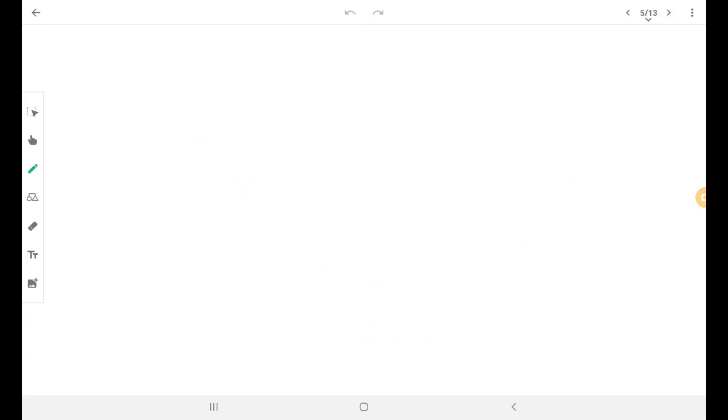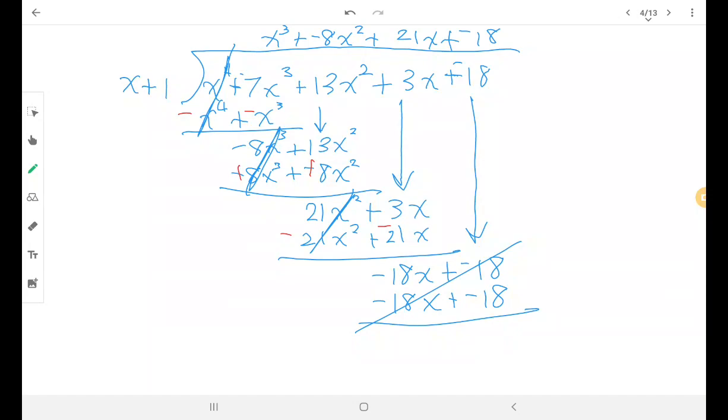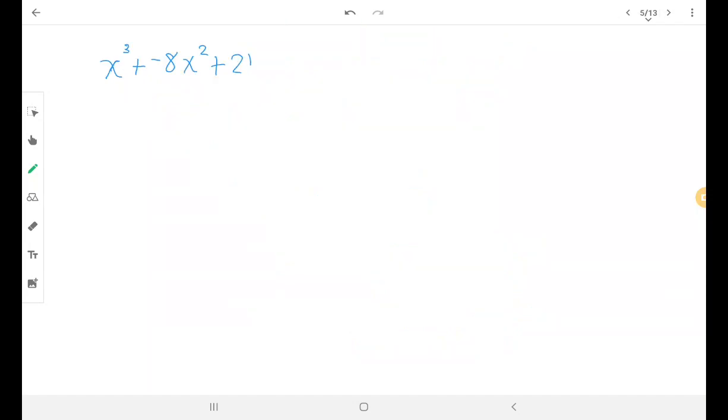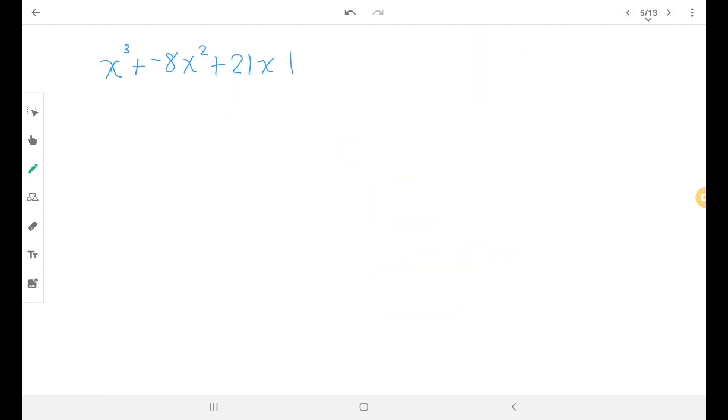So then, now I have, let me copy this down, x cubed plus negative 8x squared plus 21x plus negative 18 as the next thing that I have to find a solution to. Well, that means going through the same process here. Find possible rational solutions.